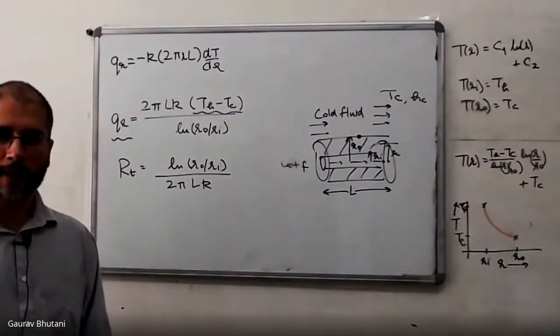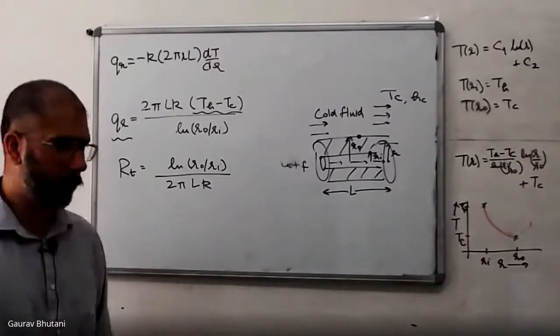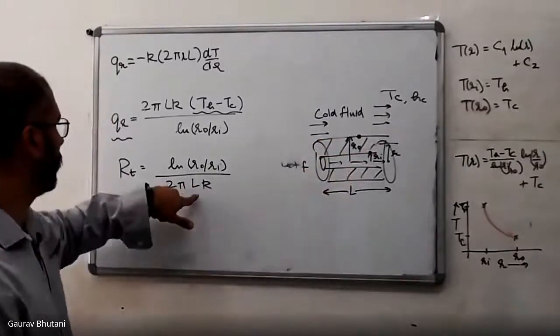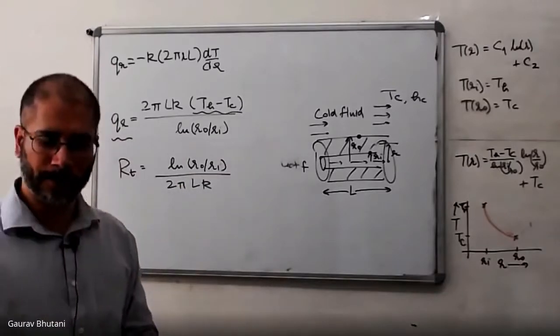So again, we can have an idea of thermal resistance. I don't need to derive this expression again and again. What I can do is, once I know the temperature on the inside and the outside and the radii, I can get a corresponding thermal resistance for this situation.